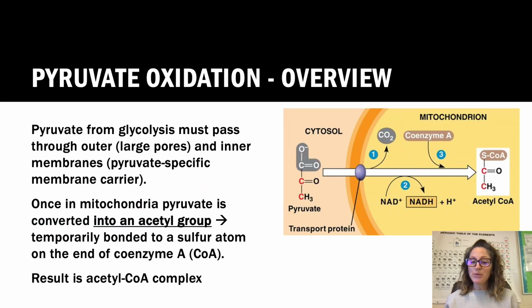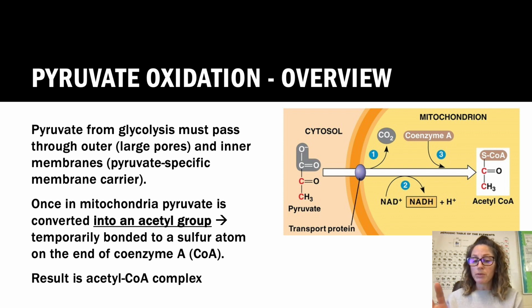So the overview, we have, again, pyruvate from glycolysis. And we have to remember at this point that we are dealing with two of everything. So we have two pyruvate coming into this stage. Now, glycolysis, if we remember, occurs in the cytosol, and then everything else occurs in the mitochondria. So the pyruvate needs to find a way to get into the mitochondria.